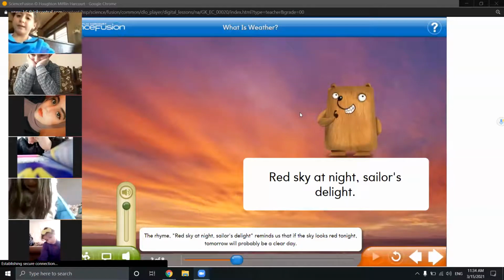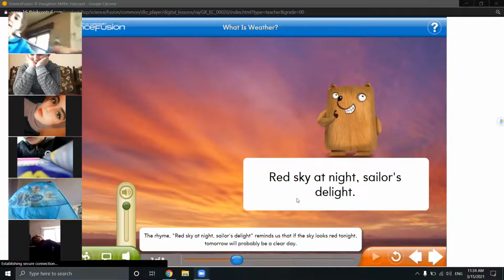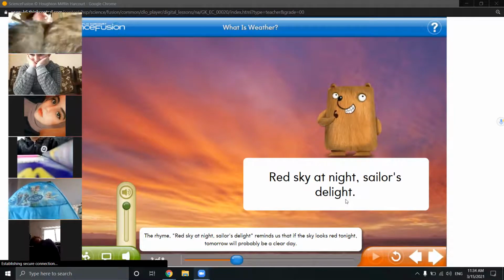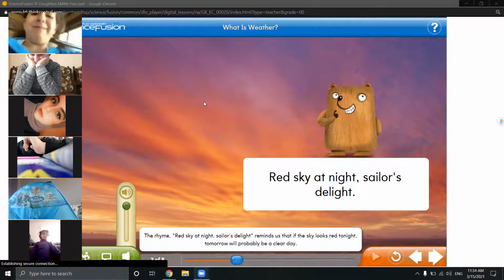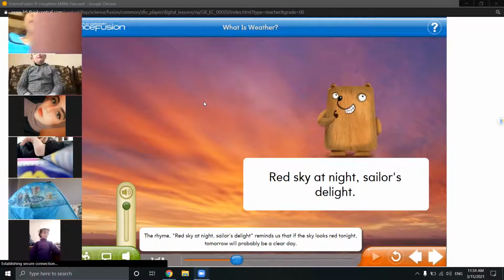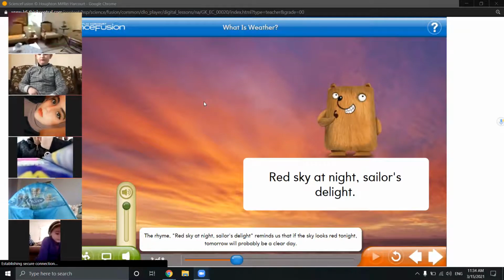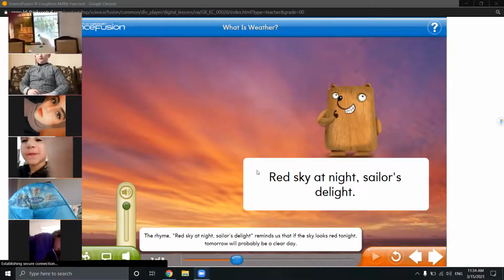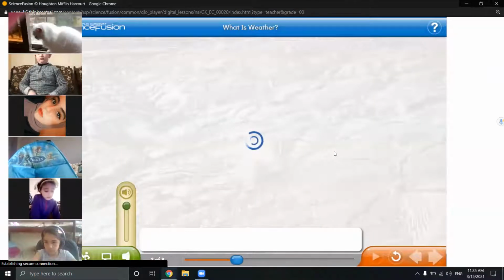So they're telling us here that sometimes the sky can be red, okay? Red sky at night, sailor's delight, means that the next day, or tomorrow, will be what? A clear day. It means that it will be with no rain, no storms, no wind, okay? It will be like a normal day with clear what? Clear air, okay? Let us see the next one.